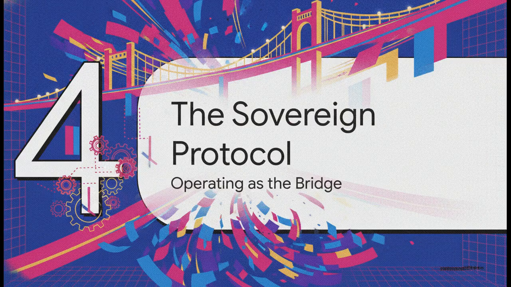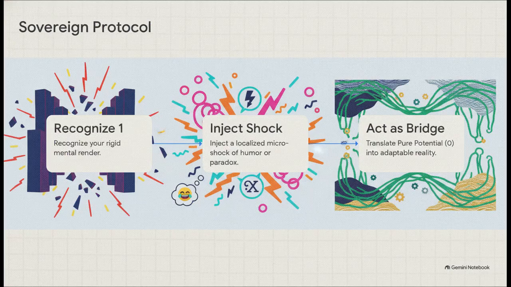Which brings us to Section 4, the Sovereign Protocol and Operating as the Bridge. Let's take all of this out of the theoretical realm for a second and give you some daily operational steps so you can stop being a victim of your own rendering engine. Here is the Sovereign Protocol in 3 steps.